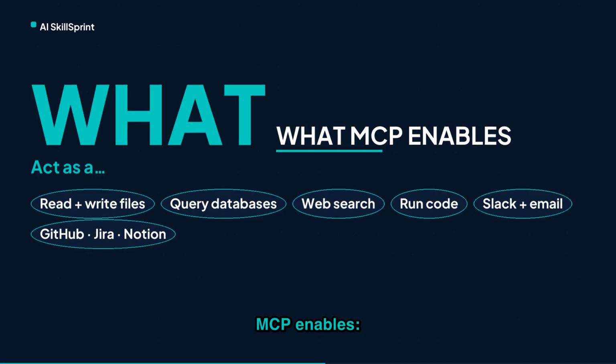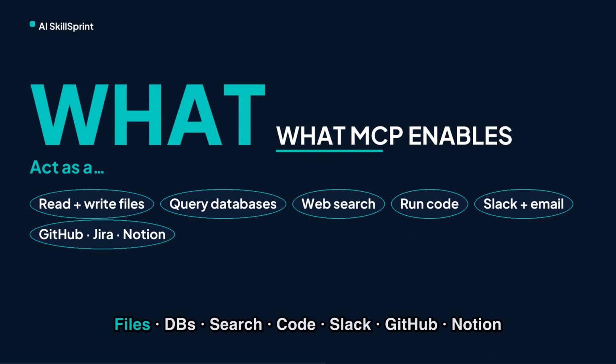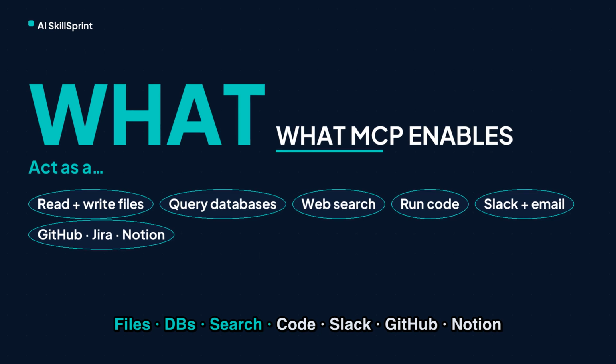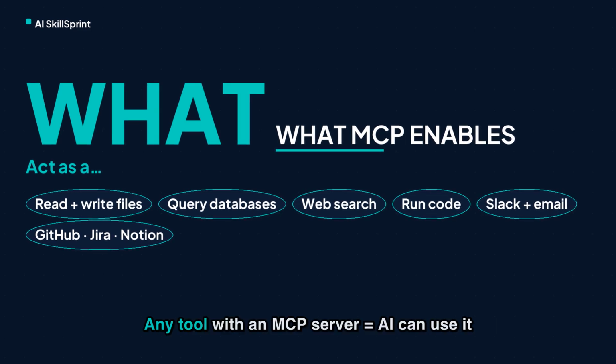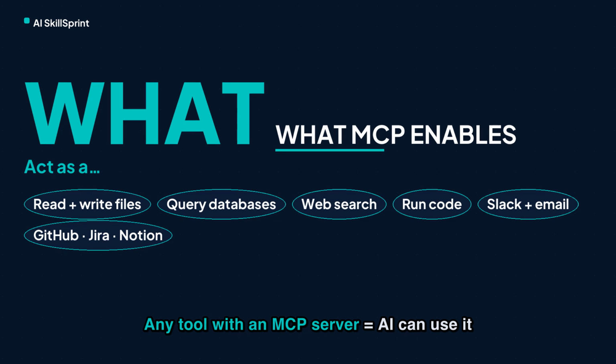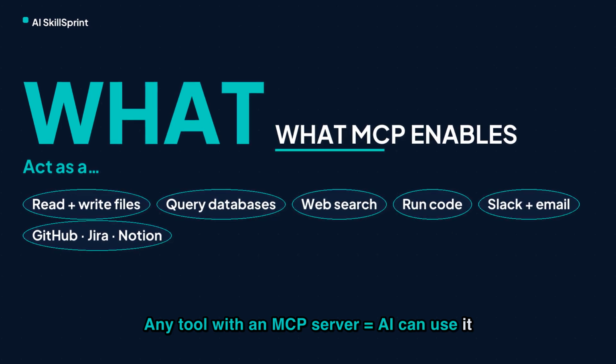What does MCP enable? Any AI model can now read and write your files, query your databases, search the web, run code, post to Slack, create GitHub issues, send emails, manage your calendar, all through a standard interface. And because it's open, anyone can build an MCP server for any tool. There are already hundreds of MCP servers for popular services. Your AI model gains new capabilities just by connecting to new servers.